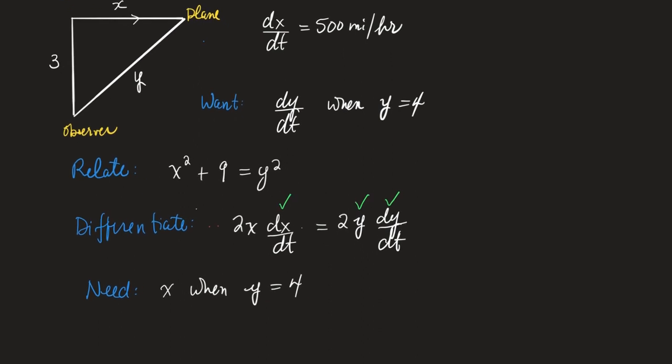Okay, so using our picture, we have x squared plus 9 is y squared, which is 16. So x squared is equal to 16 minus 9, which is 7. Technically speaking, x would be plus or minus the root of 7, but of course x is a distance, so it's positive. So we have x is the square root of 7. And now we have everything we need to solve this problem. So let's go ahead and substitute and solve.